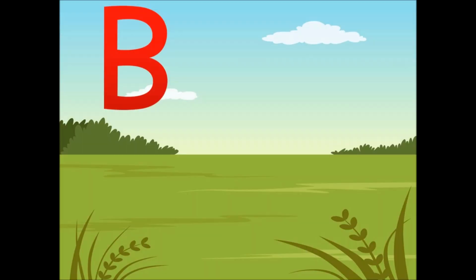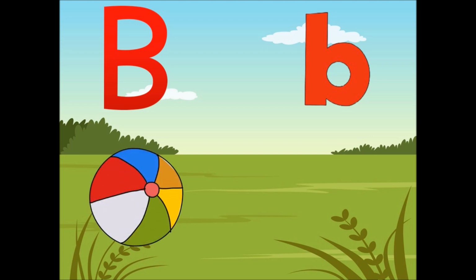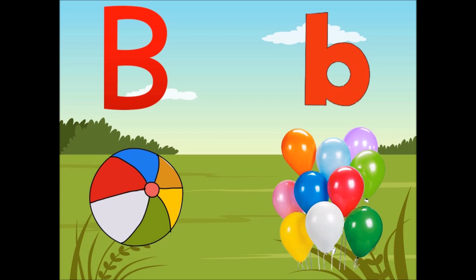This is the letter B. This is capital letter B. This is small letter B. B phonic sound is ba. B for ball. B for balloon.